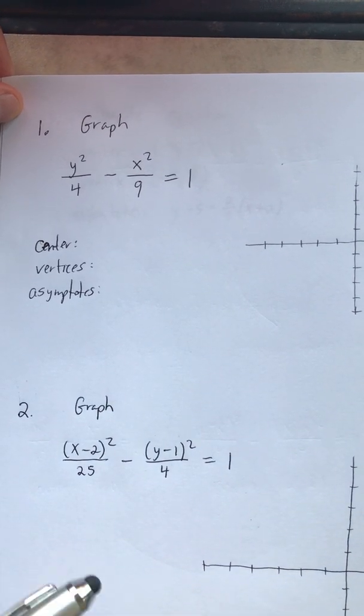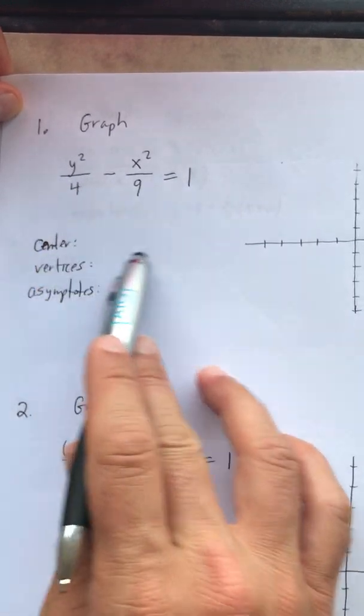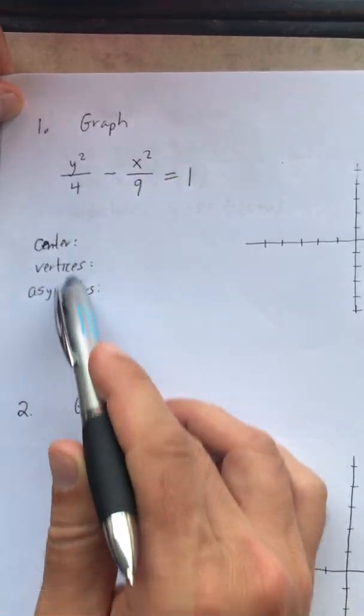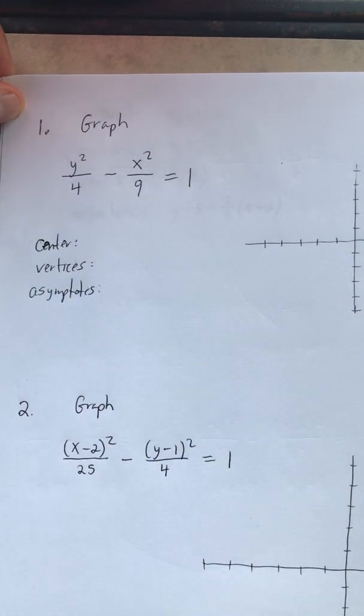All right, here we go. First example, I want to graph this hyperbola. In order to graph it, I need to list the key information here. I need to know the center, the vertices, and the asymptotes.